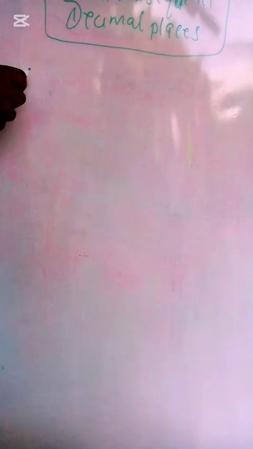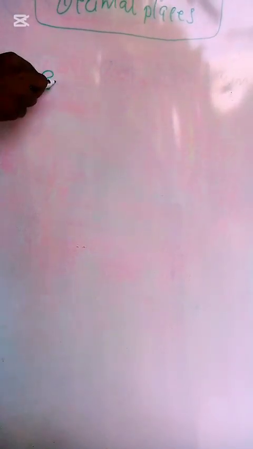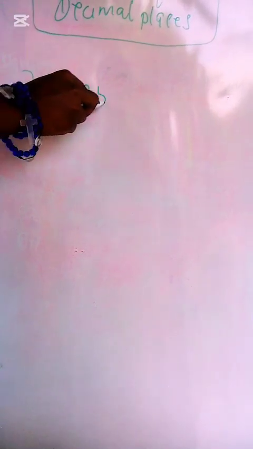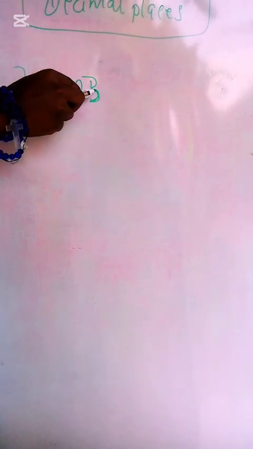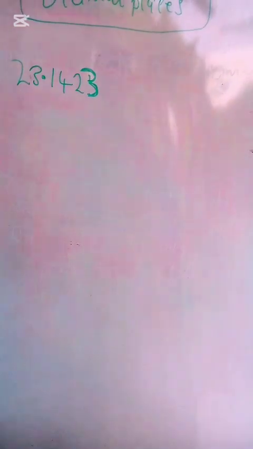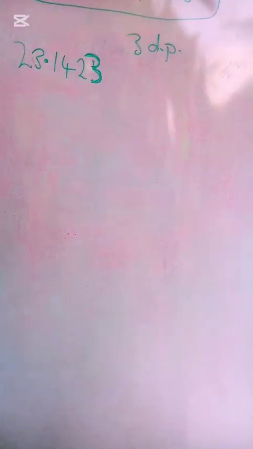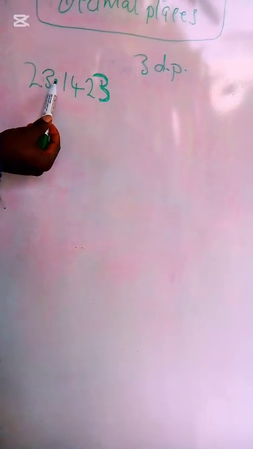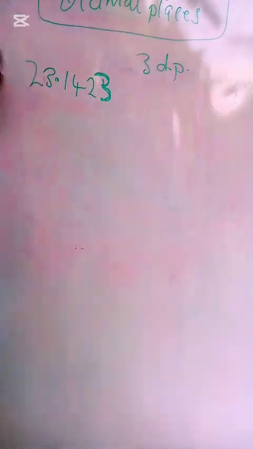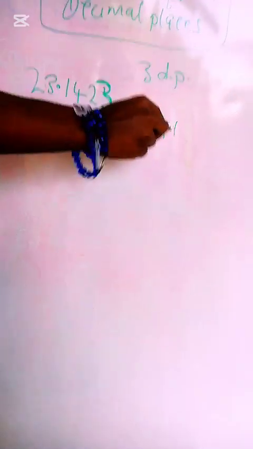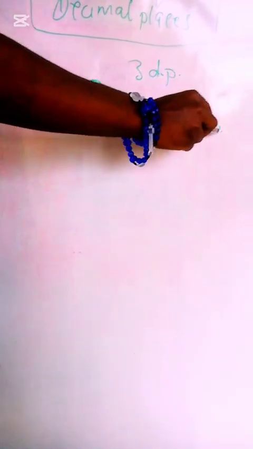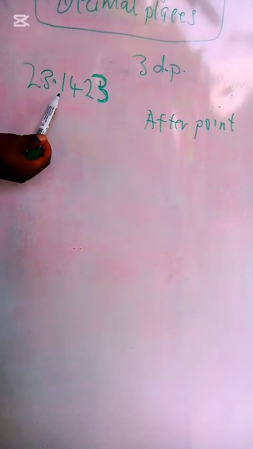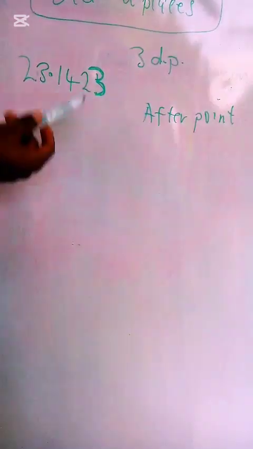Here now we have 23.1425, and then we are asked to convert this to 3 decimal places. So this is what we are going to do. We don't need this part. We start counting after the point. So remember, call it after point. We will only start counting after the point, and what we need is 3 numbers.